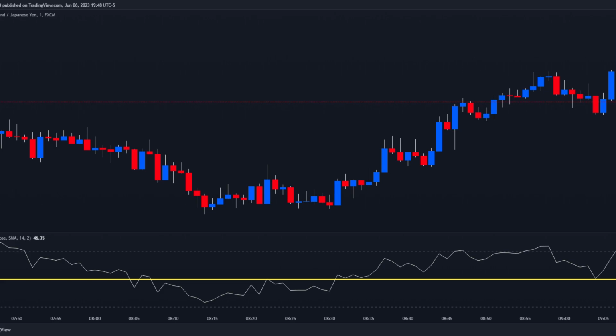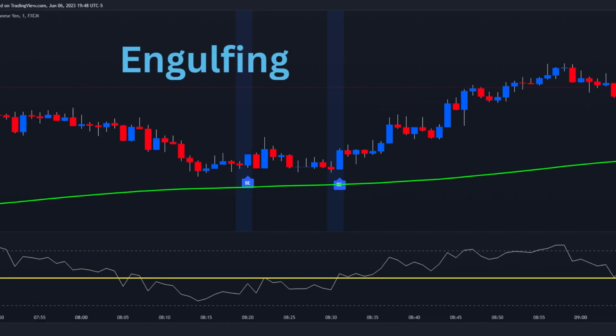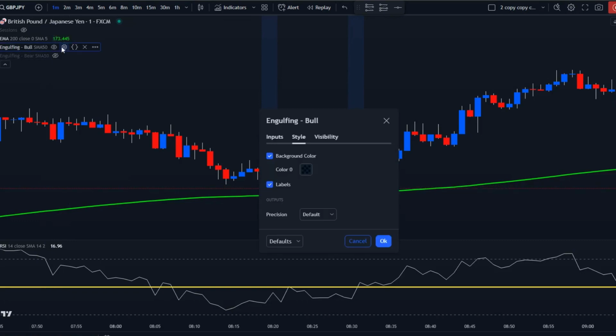For this next strategy, I'm using a combination of the RSI, the 200 EMA, and the engulfing pattern. So, this is how the strategy works. First, you need to change the settings for the engulfing pattern to no detection.